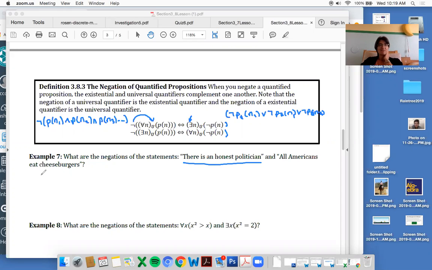To translate something like this, we can define our universe. Let's say x is politicians, and H(x) is "x is an honest politician." So "there is an honest politician" would be translated as there exists a politician such that being honest is true. Okay, so that's the translation of this. All right, now let's negate it.